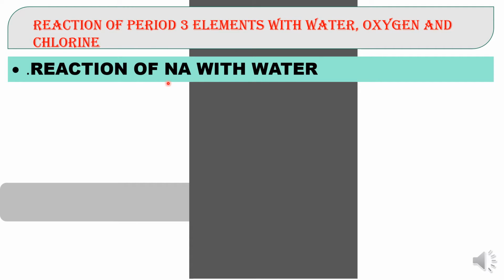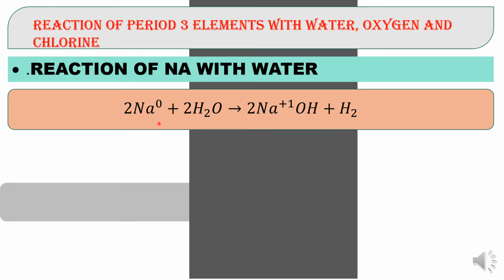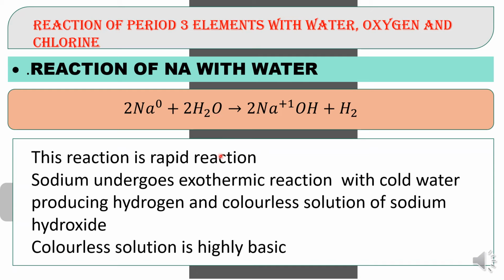So in period 3 elements, the first element is sodium. You guys better know that sodium metallic character is very high, due to which sodium is highly reactive. Whenever we put this sodium in water, as a result the reaction begins rapidly. So here I have already written that this reaction is a rapid reaction. Okay, so now what will be the final product when sodium reacts with water?